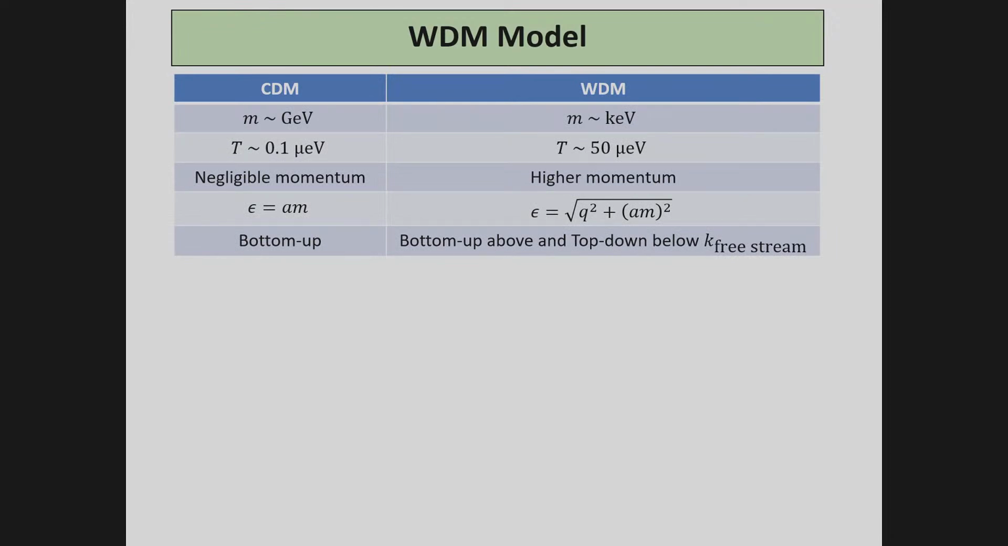The mass of cold dark matter, the WIMP, was about a GeV, whereas this is about a kilo electron volt. Cold dark matter has lower temperature and lower momentum, and it is non-relativistic throughout. But warm dark matter is initially relativistic, where the co-moving momentum part dominates, but later on turns non-relativistic. Cold dark matter shows only bottom-up structure formation, whereas warm dark matter shows both bottom-up and top-down structure formation.